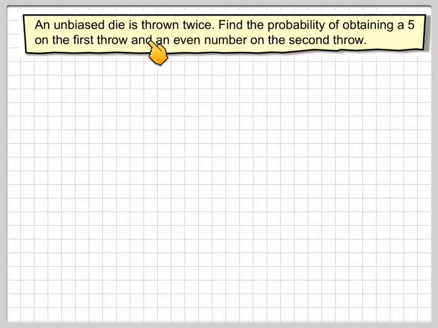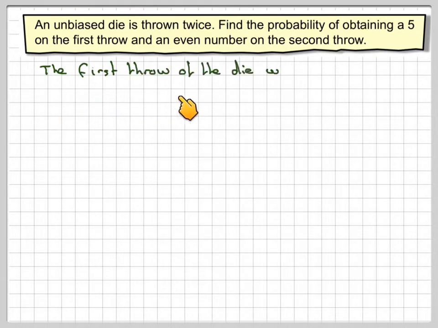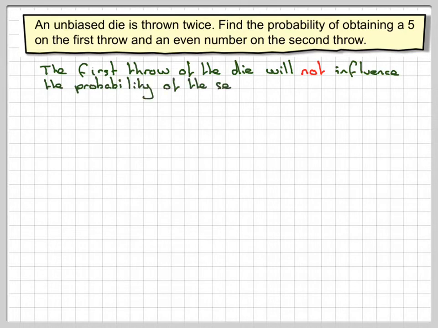An unbiased die is thrown twice. Find the probability of obtaining a 5 on the first throw and an even number on the second throw. So, the first throw of the die will not influence the probability of the second throw of the die.